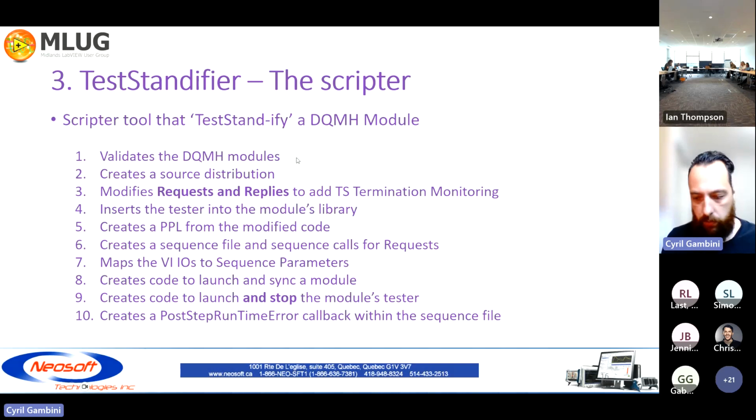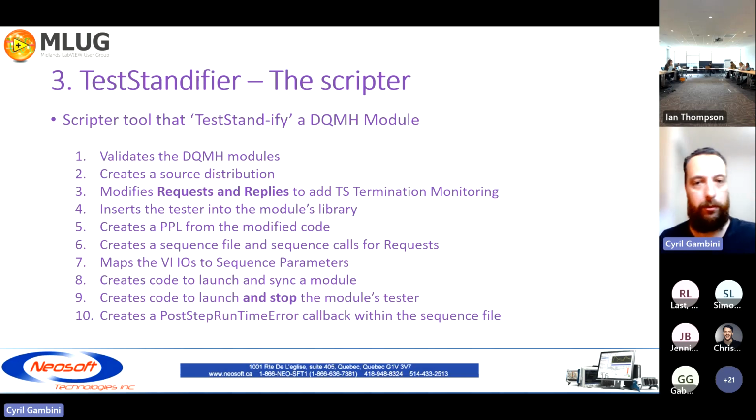The first version of the TestStandifier was given to a friend of ours at Wiresmith in Australia, who integrate DQMH and TestStand. They've got experience with that. And Stuart, one of the developers, was really good at finding bugs. He found 1 million bugs with the first version. Most of the bugs were related to DQMH modules being adapted not the way they should be.